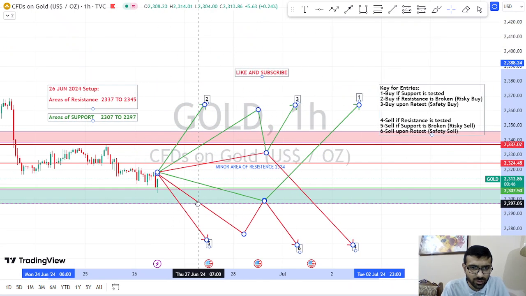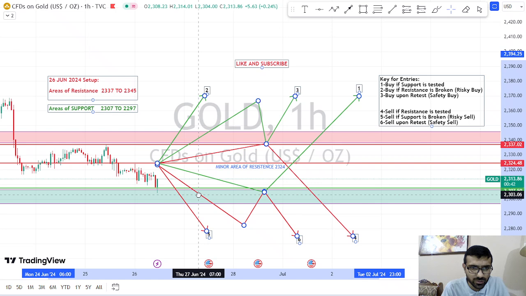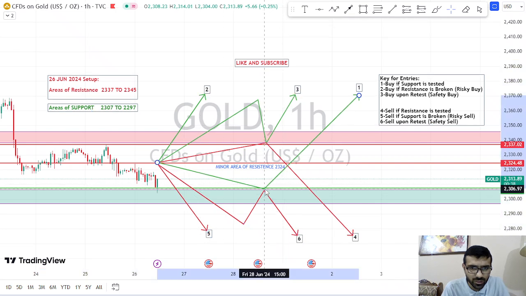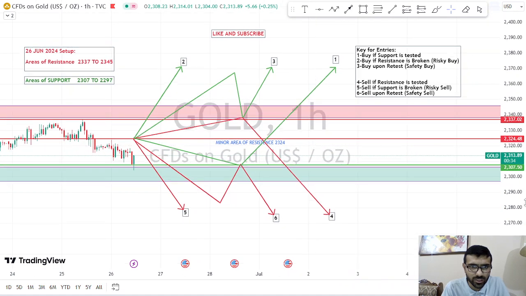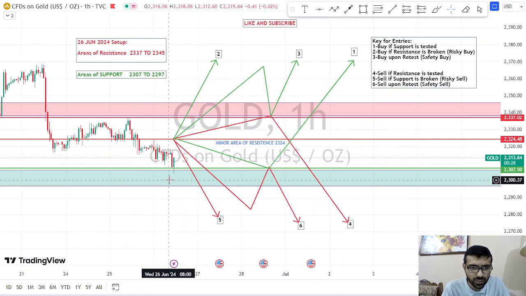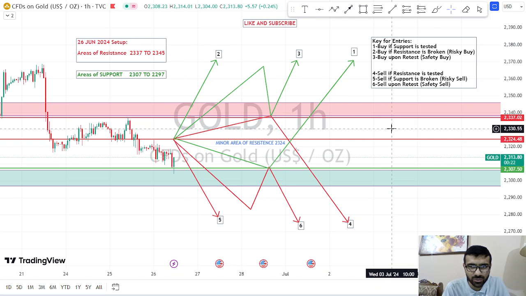Okay, so as market right now is approximately over here, so this will be the area. Okay, so that's all for gold versus US dollar today. I hope you guys can clearly see that once market closes above this area of support, you guys can also take a buying position over here.